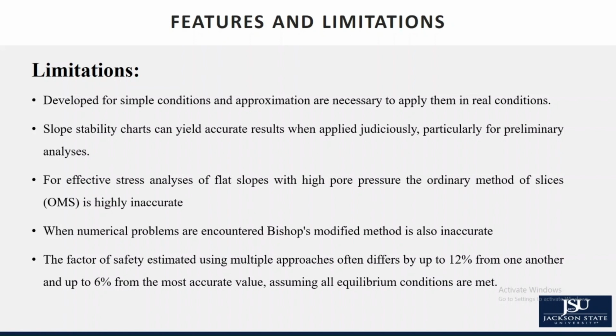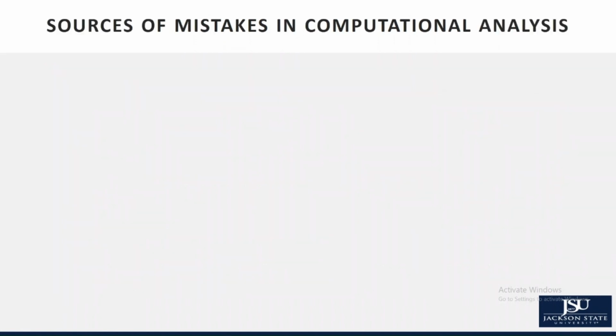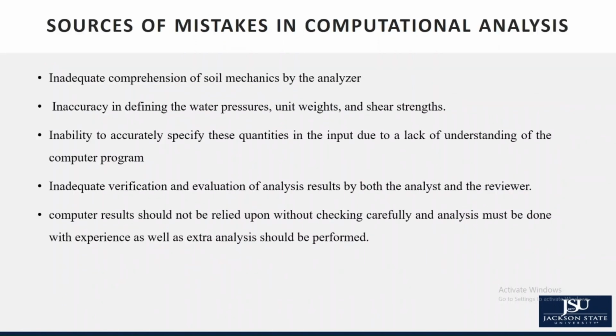And in this paper, it is stated that the factor of safety estimated using multiple approaches often differs by up to 12% from one another and up to 6% from the most accurate value, assuming all equilibrium conditions are met. So here are some sources of error that are commonly made when we compute any analysis.